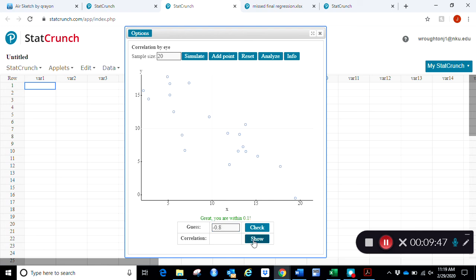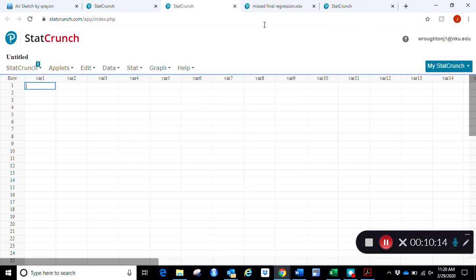Now we're within 0.1, and it'll show us what that relationship actually is. So you can kind of just play with getting some new graphs. So here's one with a positive slope. This one actually is pretty darn strong. I'm going to guess 0.93, and let's see what it was. All right, so that's just something you can do if you're having a harder time kind of guessing what that correlation is. It's a nice little applet out here in StatCrunch that you can do that with.